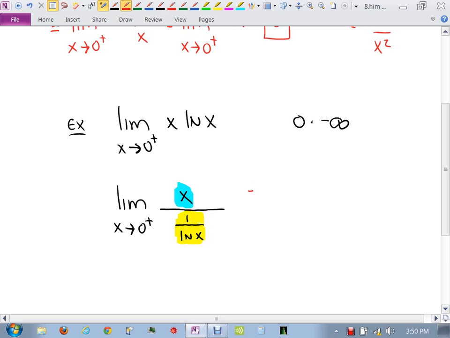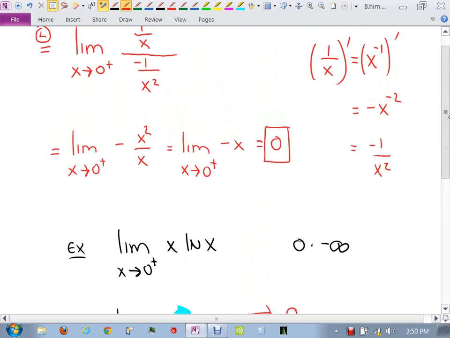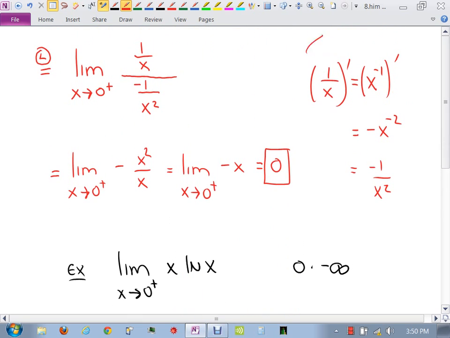So this would give us 0 over 0, which is what we'd need for L'Hopital. The problem is that L'Hopital isn't as easy this way, because what's the derivative of the top? 1, fine. But derivative of the bottom? Quotient rule. You'd have to use quotient rule on that. Whereas in the previous, the way I chose it, the derivative of the bottom was just this piece right here, which was fairly easy. So you can grab either one and do it, but sometimes one is better than the other. I hope you followed what I was just saying.